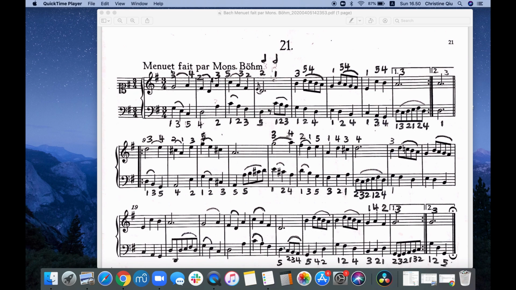Minuet means a dance. It's basically a social dance from France, where two people dance in triple meter in 3-4.